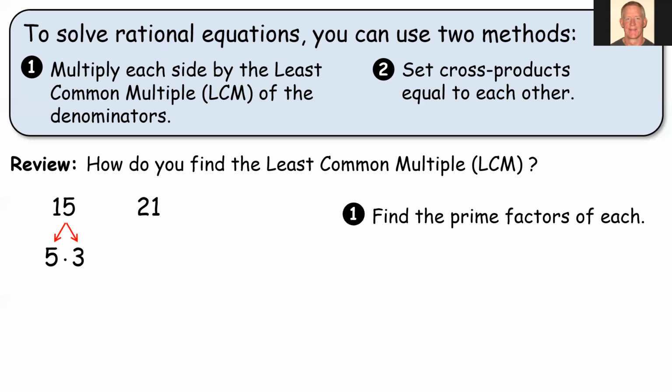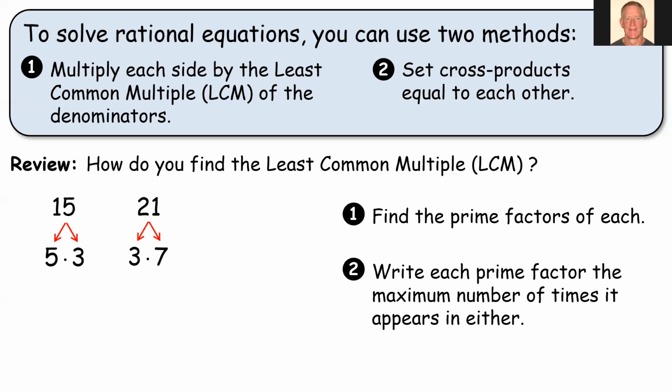15 factors into 5 and 3. You guys know how to factor into prime factors. And 21 factors into 3 and 7. The next step is to write each prime factor the maximum number of times it appears in either set of prime factors. Now this process works whether you have two numbers you're finding the LCM for, or three, or whatever the number. But the second step is critical here.